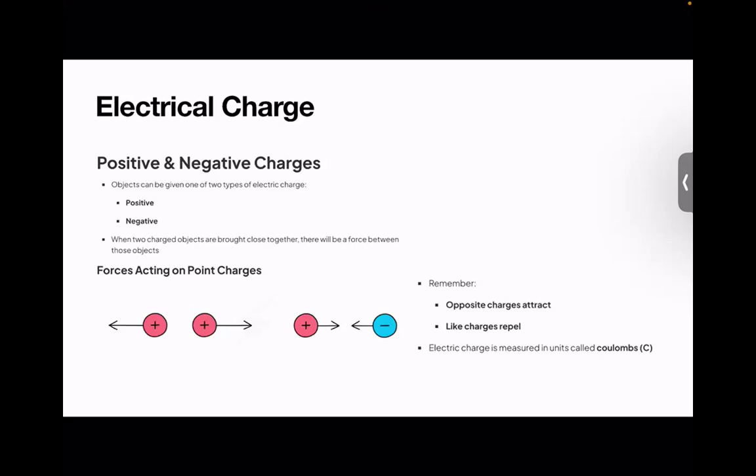Now we know that there are positive and negative charges. In chemistry, you might have learned positive ones are called protons and negative ones are called electrons. And some basics that you are supposed to know: opposite charges will attract, like charges will repel. So these are some of the basics. I don't want to spend too much time on this because I think everyone knows.